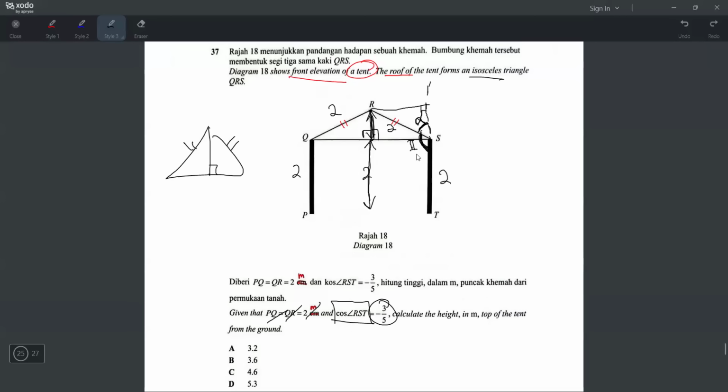And for cos RST, I can use the reference angle to help me. So the reference angle is here. Kalau this one, call it opposite lah. Depan sudut opposite. Depan 90, hypotenuse, which is the 2. And then adjacent is the last one. So cos punya formula is adjacent over hypotenuse. So the 3 is the adjacent, 5 is the hypotenuse. The negative, just ignore.